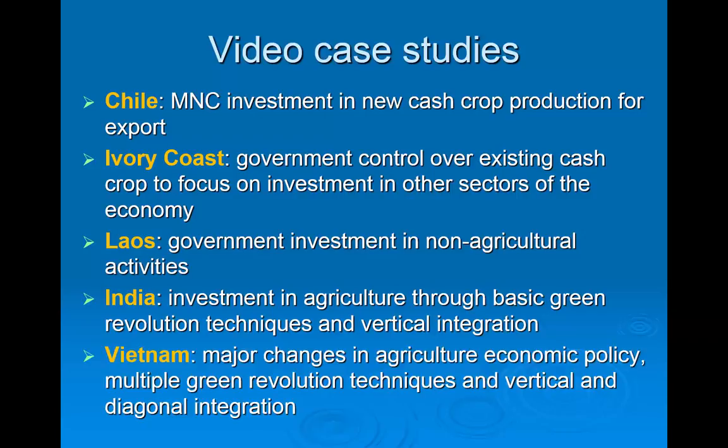And the last one, we'll look at Vietnam. We're going to see major changes in agricultural economic policy. Remember, Vietnam is a communist country. We're going to see a variety of different green revolution techniques applied at different levels as it gets more involved. We're going to see vertical integration, and we're also going to see the encouragement of investment in other things, diversifying the economy through diagonal integration.